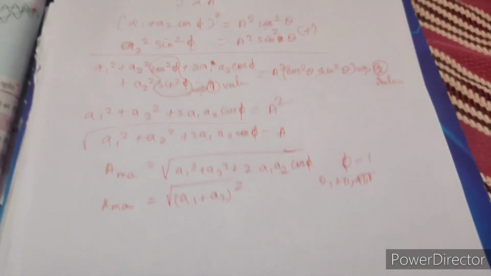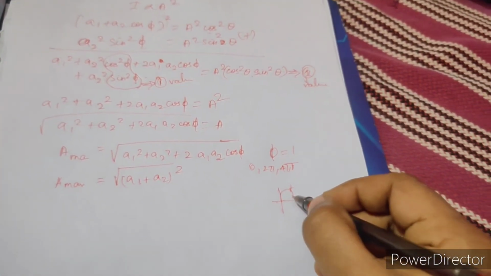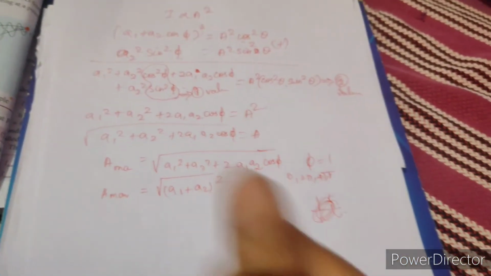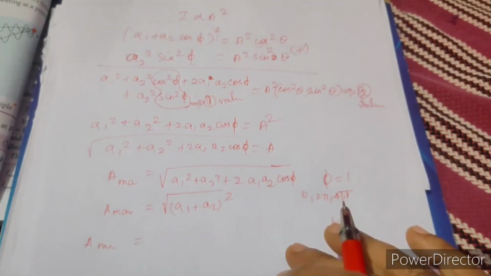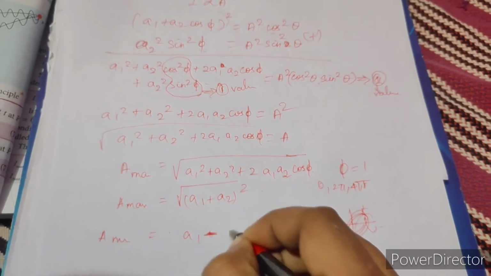So that is the wave amplitude; it goes positive, negative like that, and that is what they are telling. But when the value is minimum, it's the opposite. What will come? A1 minus A2.